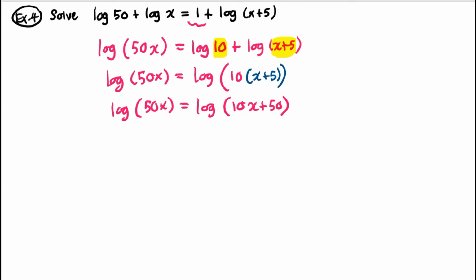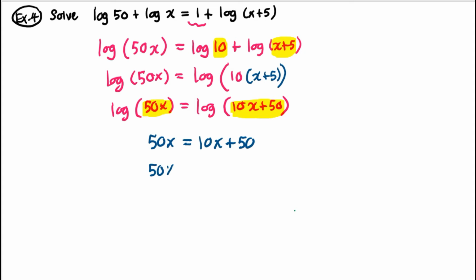Now I have one log on the left side and one log on the right side. So please do not cancel like this, all right? I don't want to see this kind of cancellation. You just need to compare, all right? So this one is actually equal to this. So we have 50x is equal to 10x plus 50. This can be done with one condition, that the base of the log should be the same.